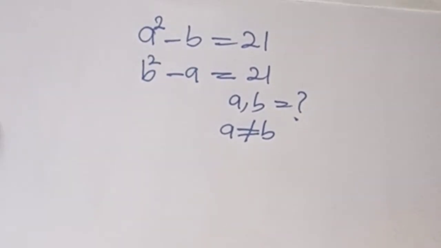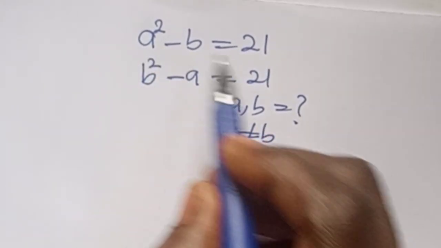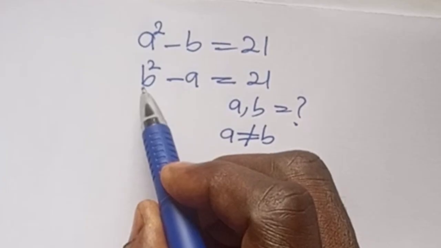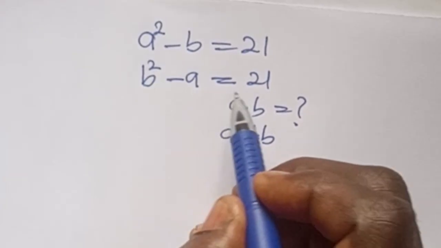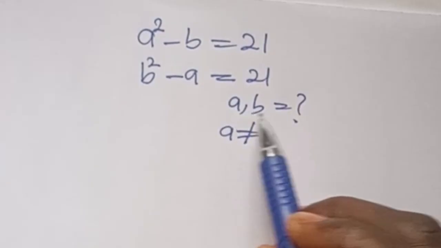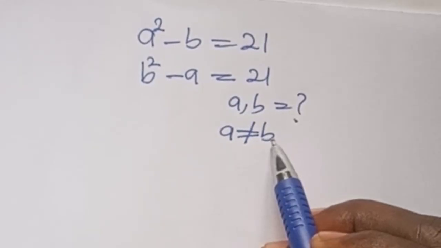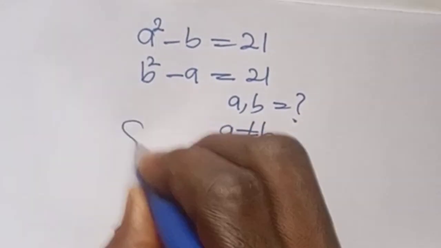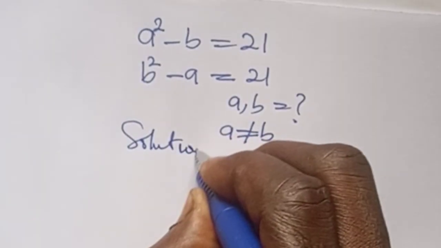Hello everyone. So today we have a to the power of 2 minus b equals 21 and b to the power of 2 minus a also equals 21. These are systems of equations. We're asked to find a and b, but a is never equal to b. So we're going to solve together. Let's seek a solution.